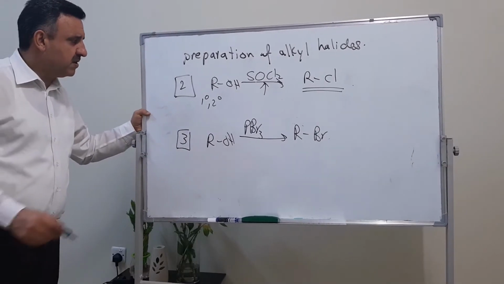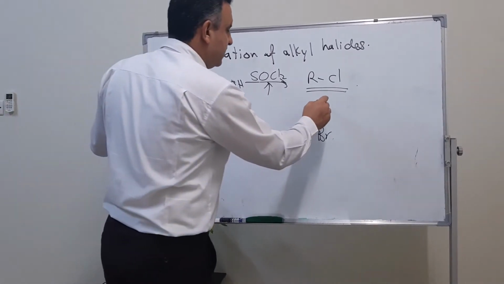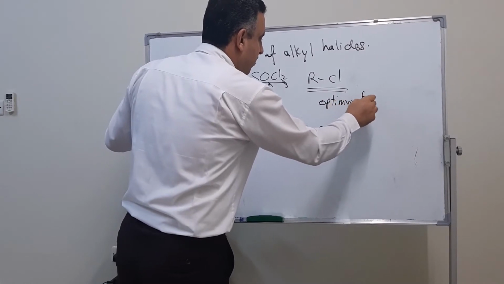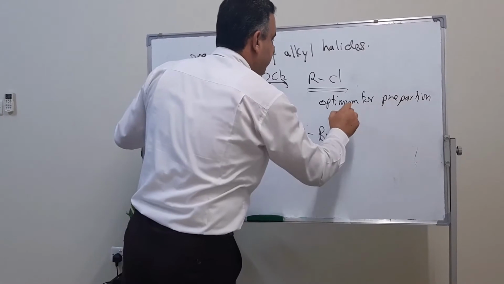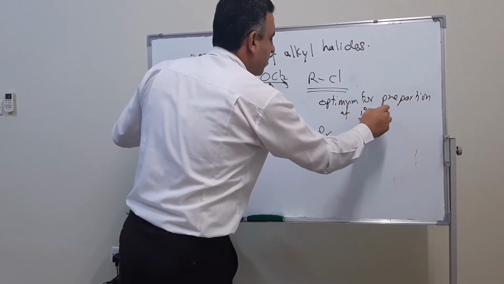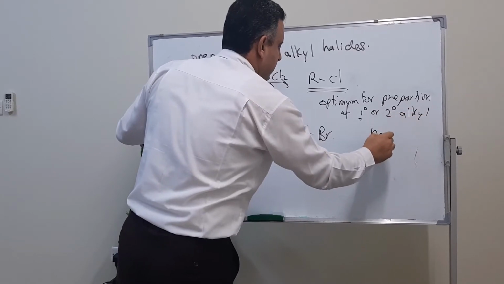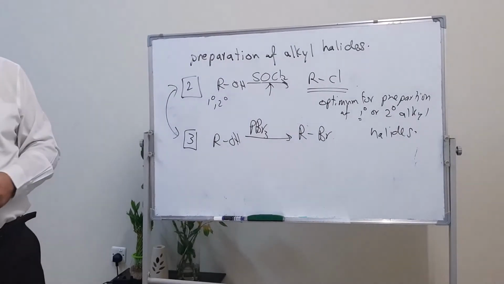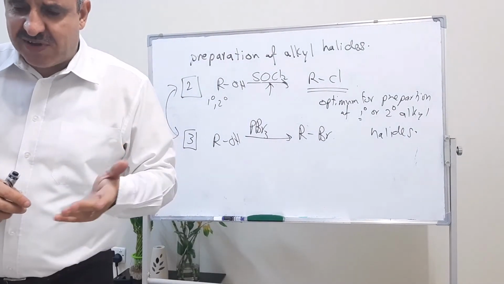So these two methods, method number 2 and number 3, are optimum for preparation of primary or secondary alkyl halides. Do you follow me? These are the three methods, as I said, and to make the story short, we have three methods for the preparation of alkyl halides.